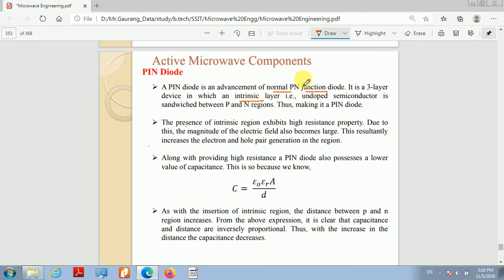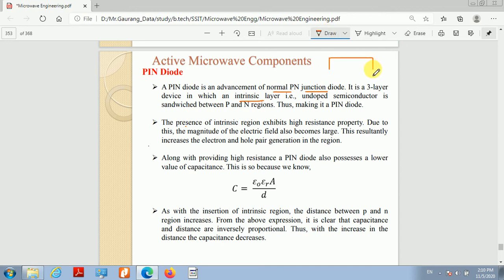Okay, so in a PN junction diode, there is a P layer and an N layer. Like this. This is the P layer. This is the N layer. So this is our normal PN junction diode. But in case of this PIN diode, we have one more layer in between this P and N, which is known as an intrinsic layer.